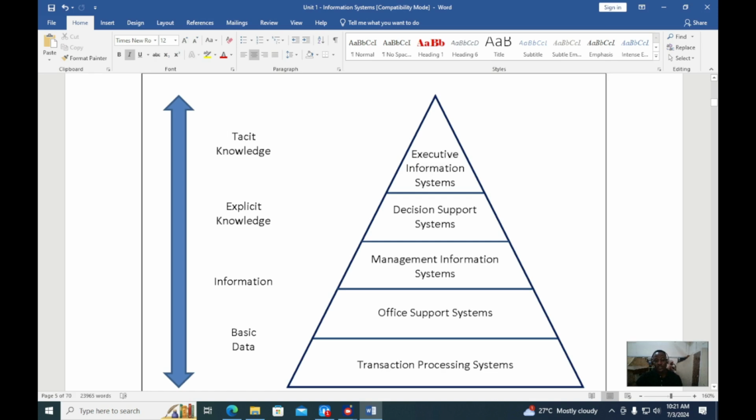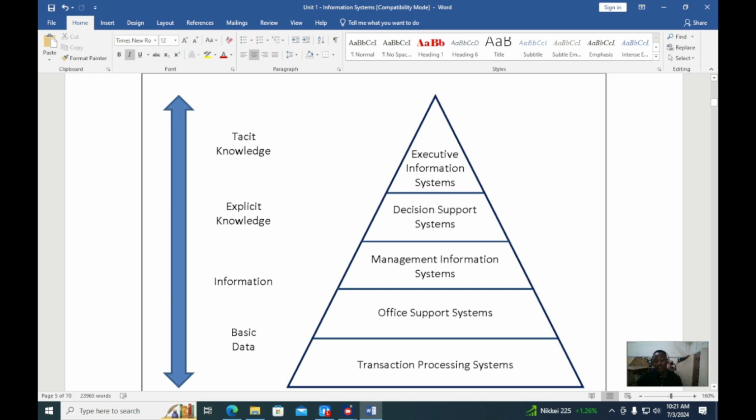I want you to notice the arrow here. It's pointing upwards and downwards. This simply means that information can flow in either direction. So you can get information coming from the executive to the decision support system, and also information can come from the decision support to the executive. So information flow is always two-way.